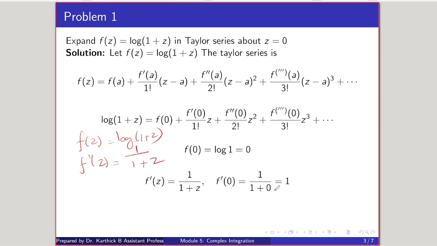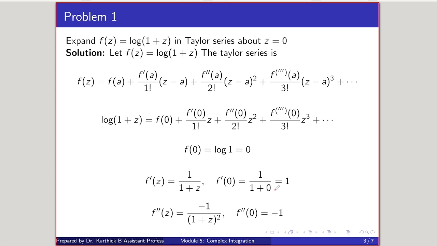Now just substitute the value. We need f dash of 0, so substitute the value z equal to 0. Then you will find 1. Similarly, we need f double dash of 0, f triple dash of 0, and so on. Again, here you can use the u by v rule, or else write 1 plus z whole power minus 1. Then you can differentiate this function, and you will get minus 1 by 1 plus z whole square. So this is very simple, I think.